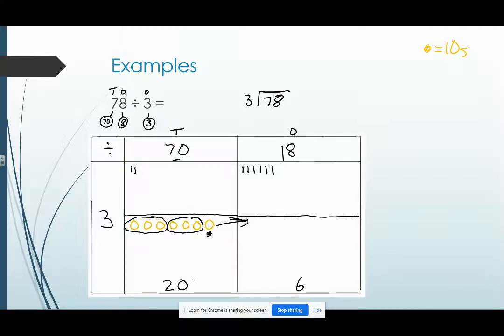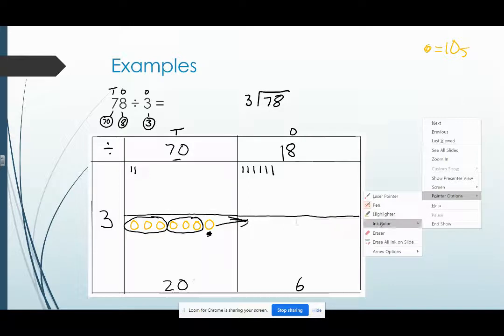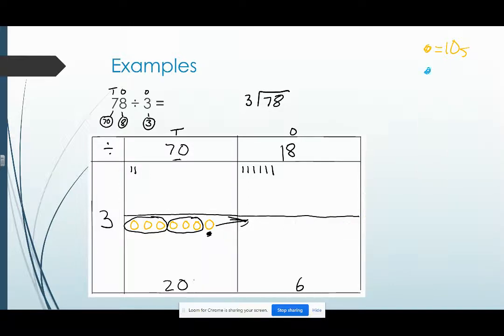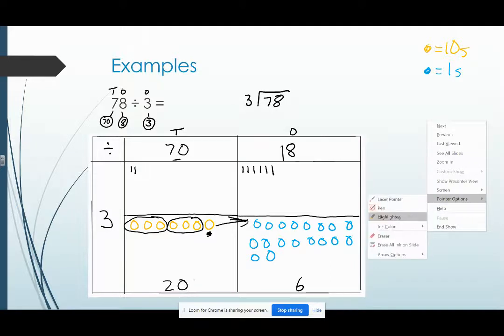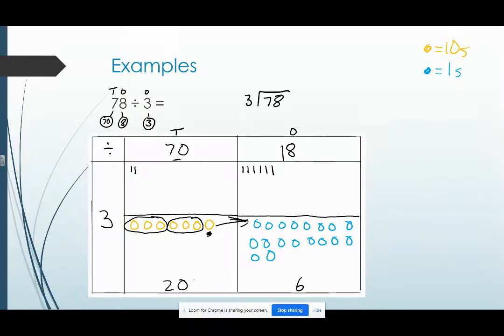Okay? If I'm going to show this pictorially, we'd say the blues equals ones. I'm going to draw 18. 1, 2, 3, 4, 5, 6, 7, 8, 9, 10, 11, 12, 13, 14, 15, 16, 17, 18. And then we can split that into groups of 3. Got 3 there, 3 there, 3 there, 3 there, 3 there, and 3 there. And then we count the groups. 1, 2, 3, 4, 5, 6 groups.